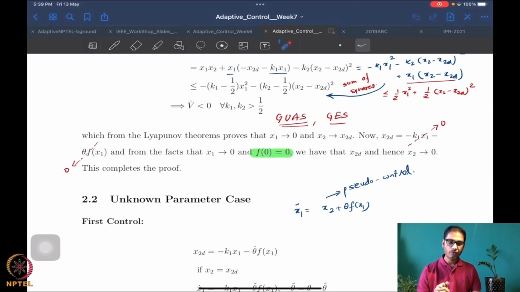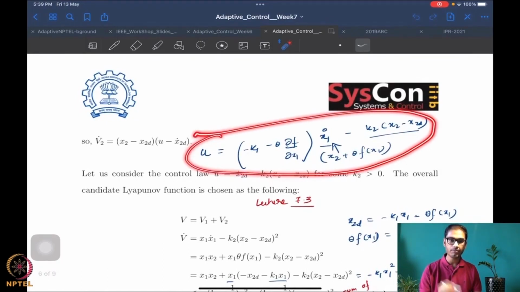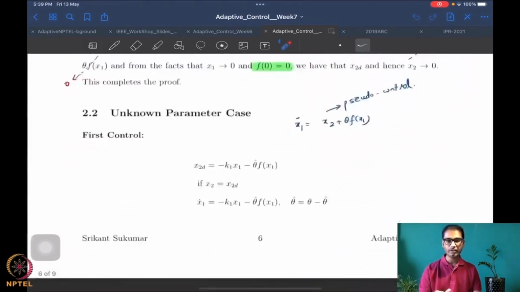Great. Now when we went to the unknown case, this sort of expression of the control created a problem, right? Because there is a theta, and so on and so forth. So the entire approach is not viable anymore. So we have to start with a different approach.